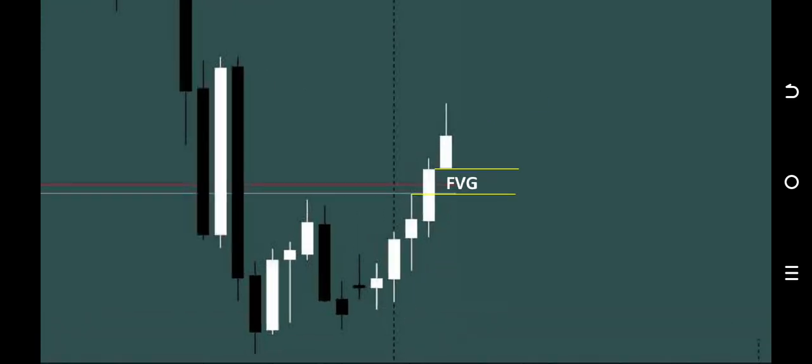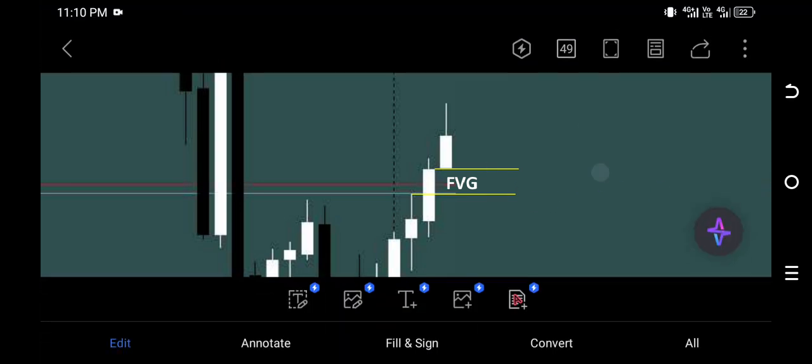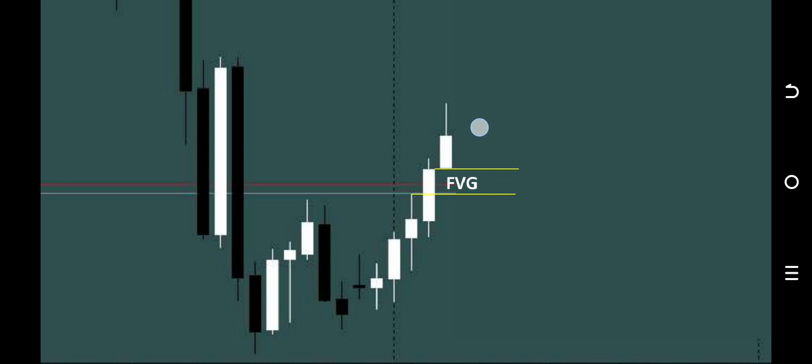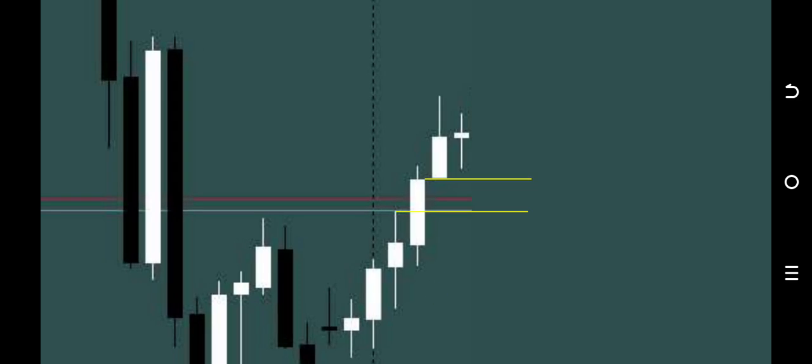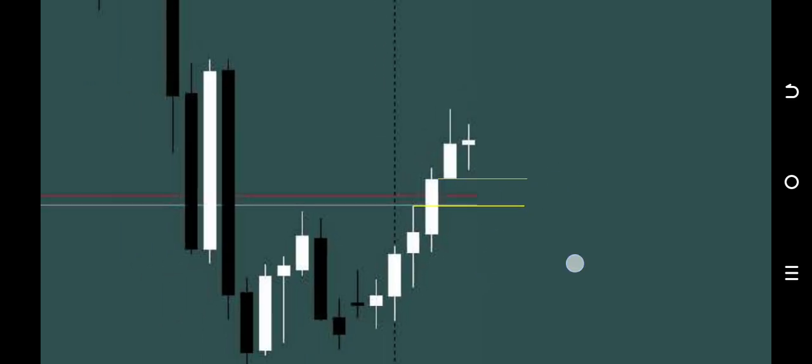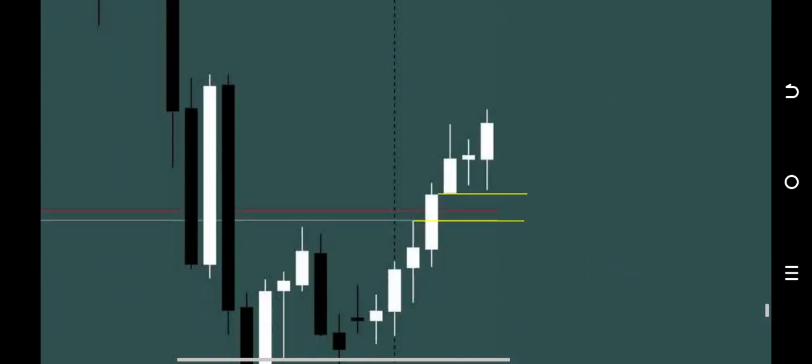Then you map out your fair value gap. After you mapped it out, then you wait for the next candle to come into the fair value gap, to be attracted into the fair value gap. Now, do we have a candle? No. Look at it. This candle has not entered, so this is not it. You wait for a candle that enters. The candle that enters is what you should watch closely.